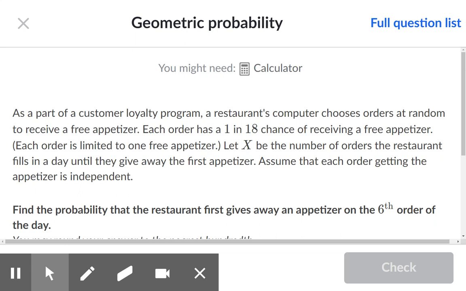And oops, I don't want that. So let's erase that. And okay, so let's talk about geometric. Right, geometric probability, right? Geometric probability.